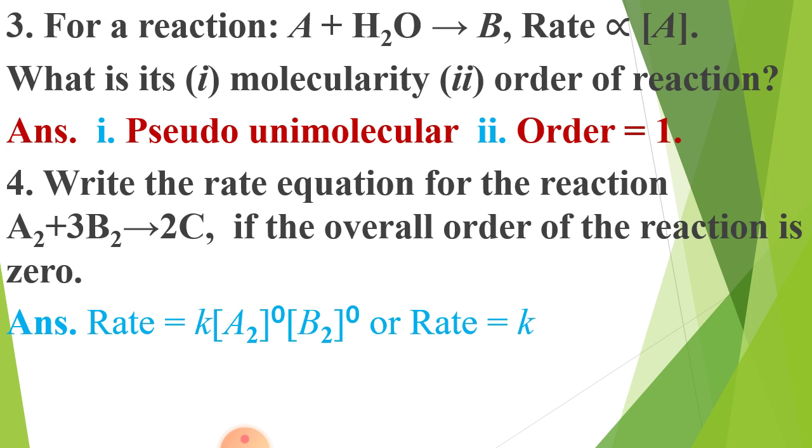Now we have to find the order of reaction. For order of reaction we write like this: the rate depends upon only A and the power of A equals 1. So that's why the order of reaction is 1.